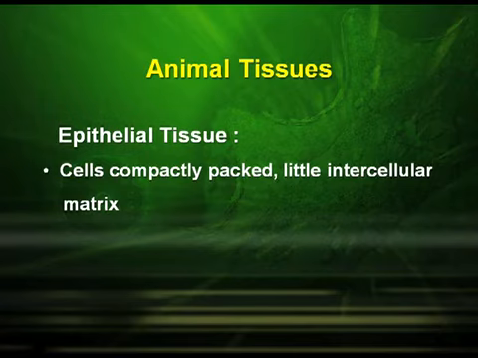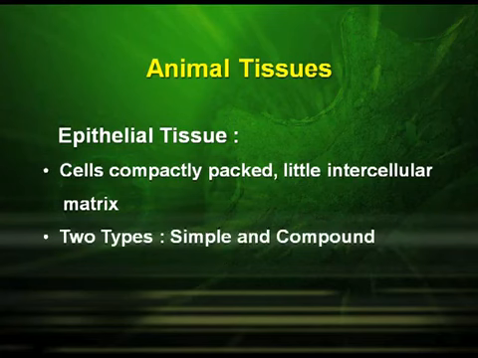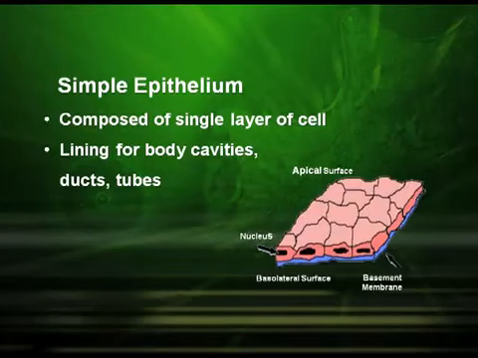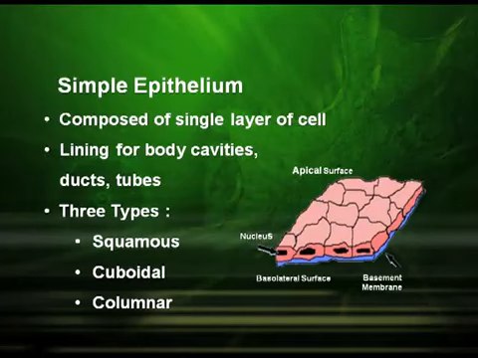I think we all know that epithelial tissue is generally found in our skin. The cells here are compactly packed with little intercellular matrix. There are 2 types of epithelial tissues. They may be simple as well as compound. The simple epithelium tissues are again divided basing on their shape. Simple epithelium tissues are composed of a single layer of cells and they are found in the lining of our body cavities, such as the ducts and tubes, and basing on the shape, they may be of 3 types. They may be squamous, cuboidal, or columnar.